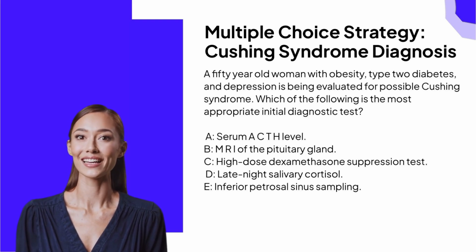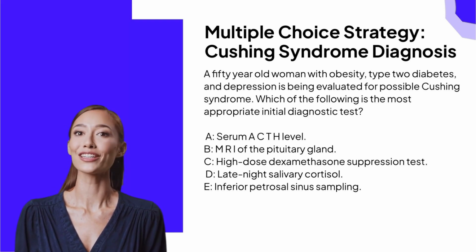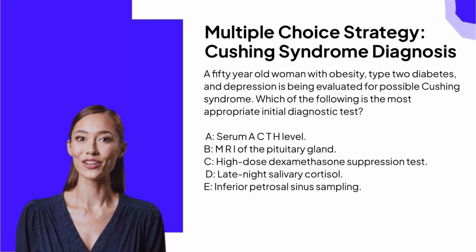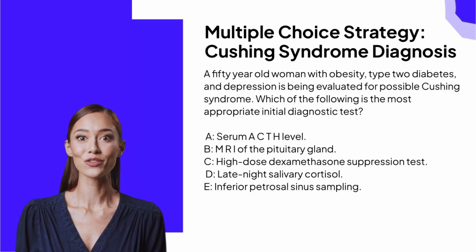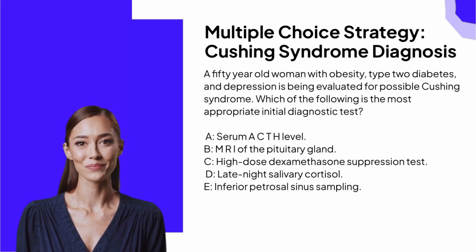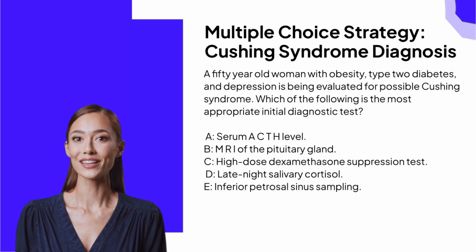Eliminate. Option D, late-night salivary cortisol, is a first-line screening test for Cushing syndrome. It tests whether the normal diurnal variation in cortisol is lost. This is a valid initial test. Option E, inferior petrosal sinus sampling, is the most invasive localization test, used to confirm pituitary source of ACTH. Definitely not an initial test. Eliminate. The answer is D.